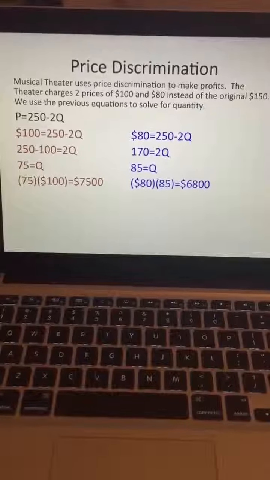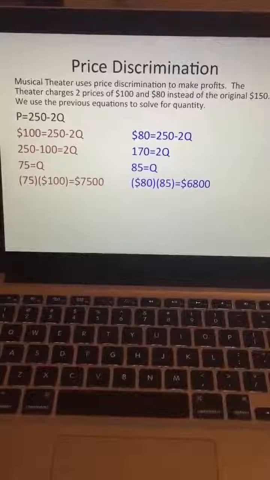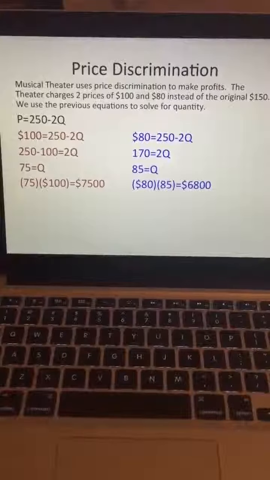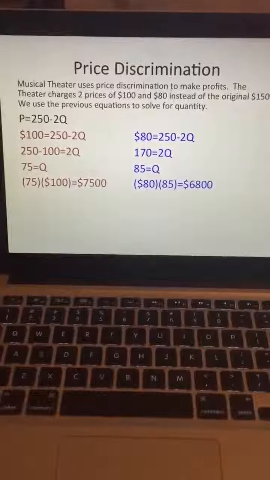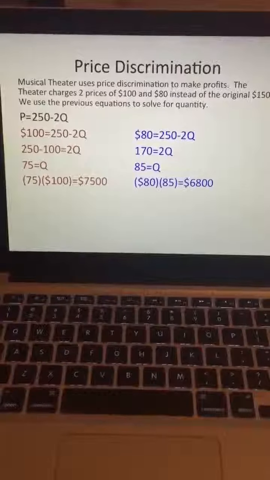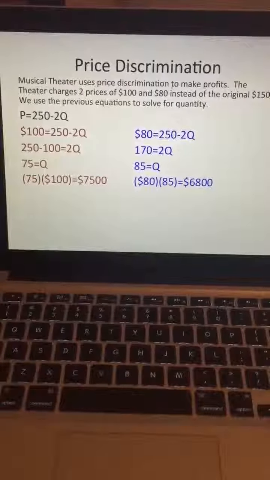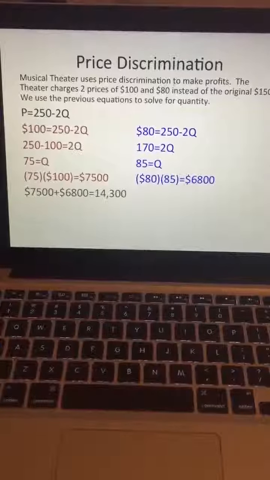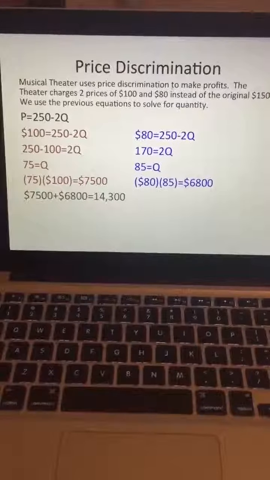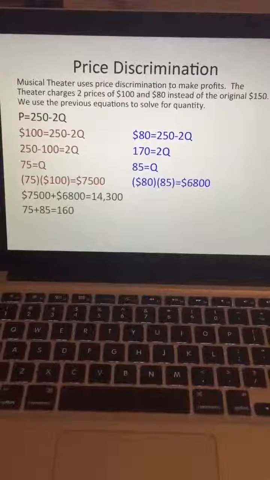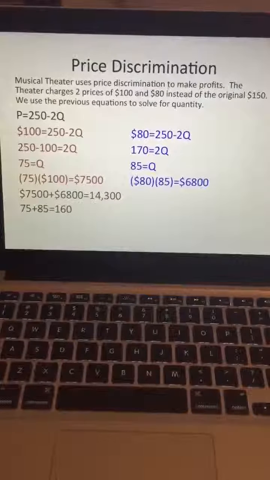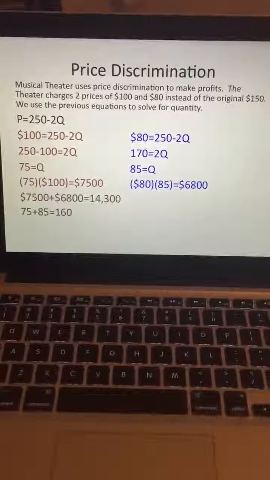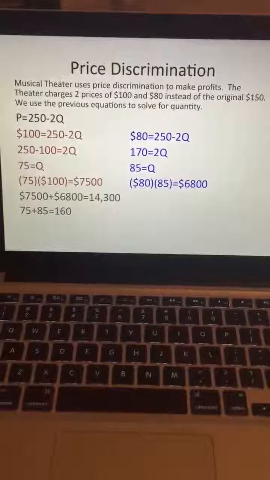We get a total of $7,500 when we calculate the quantity times the price for the $100 tickets, and $6,800 for the $80 tickets that are sold. We add those together, and they come out to $14,300. Then we look at the total quantities together, which is 160 tickets sold.